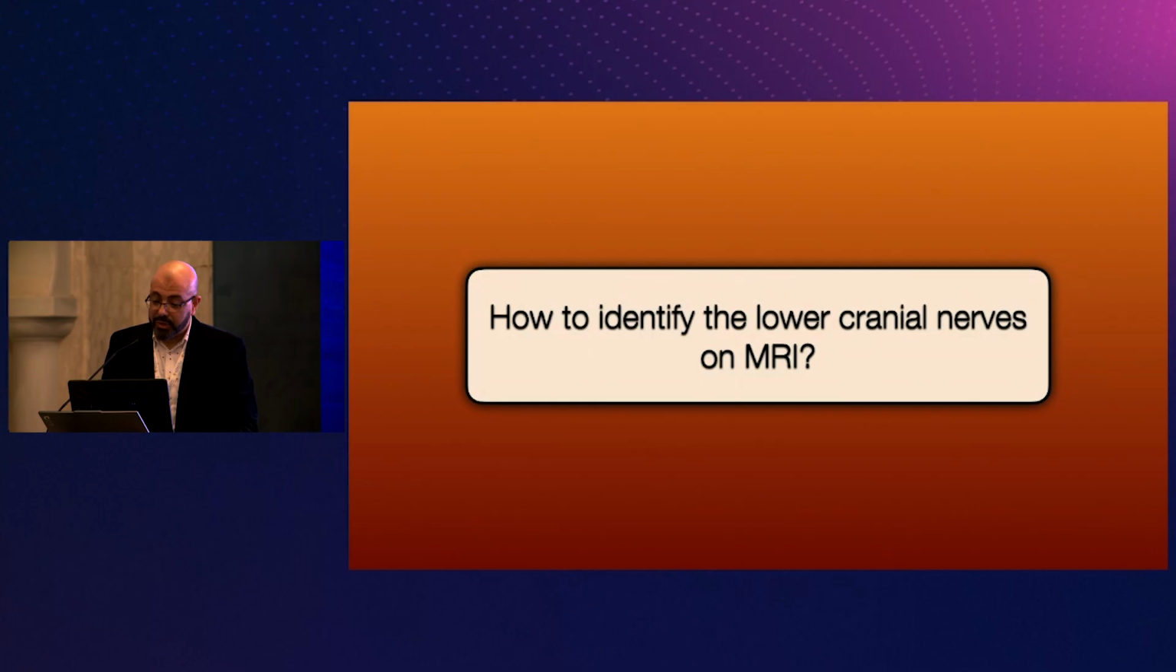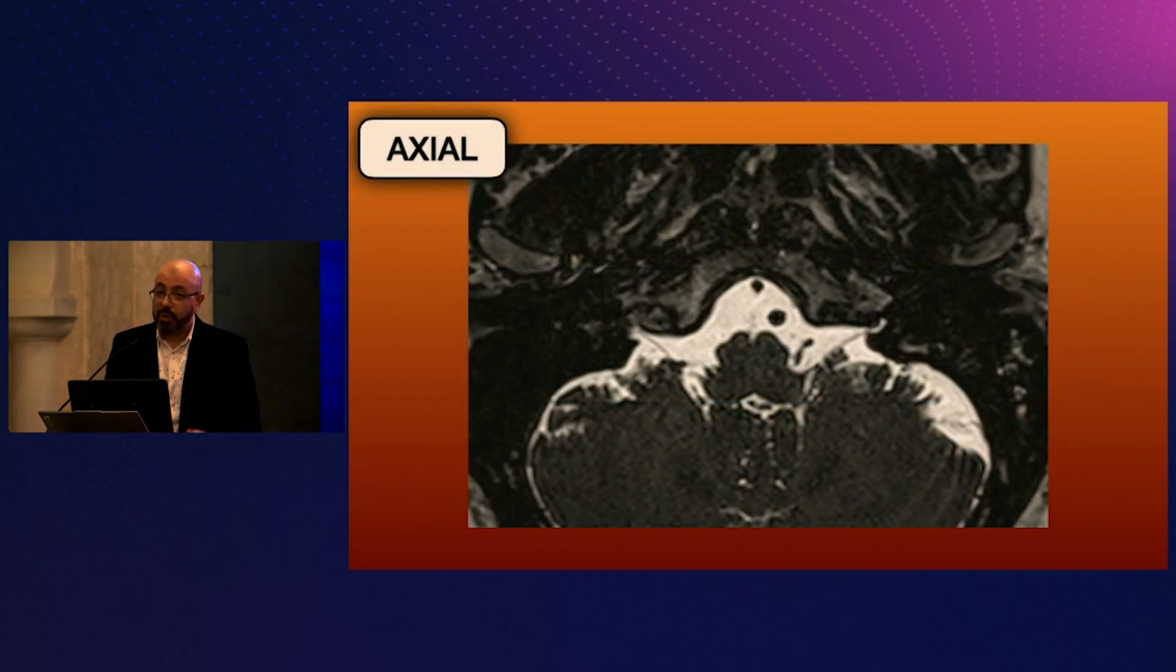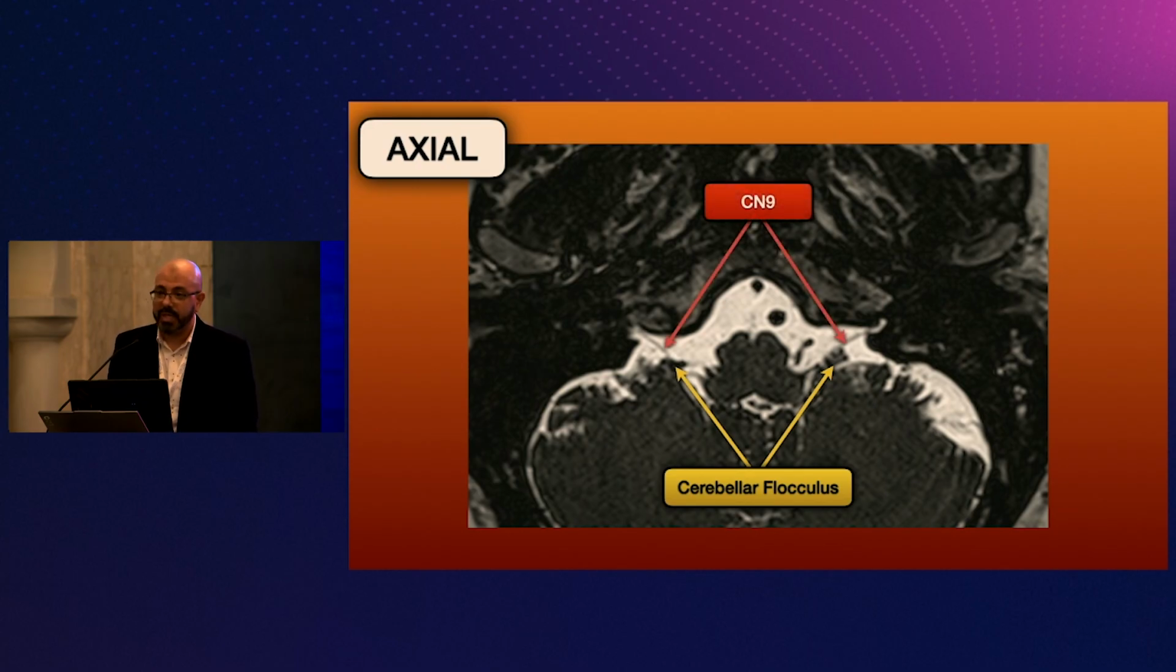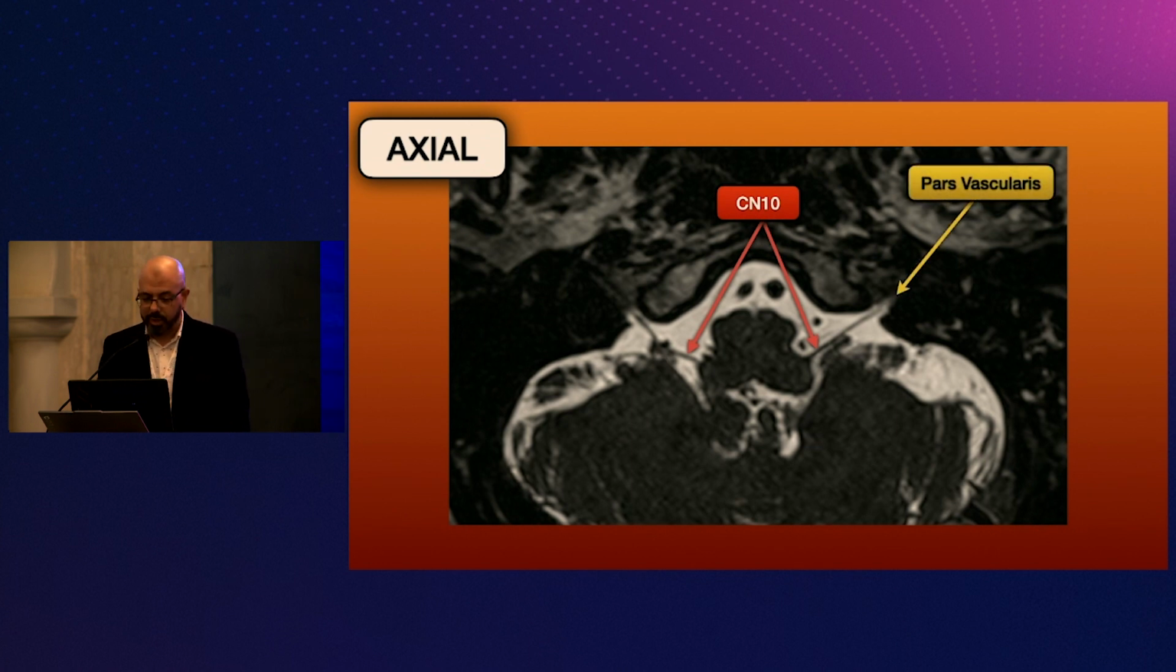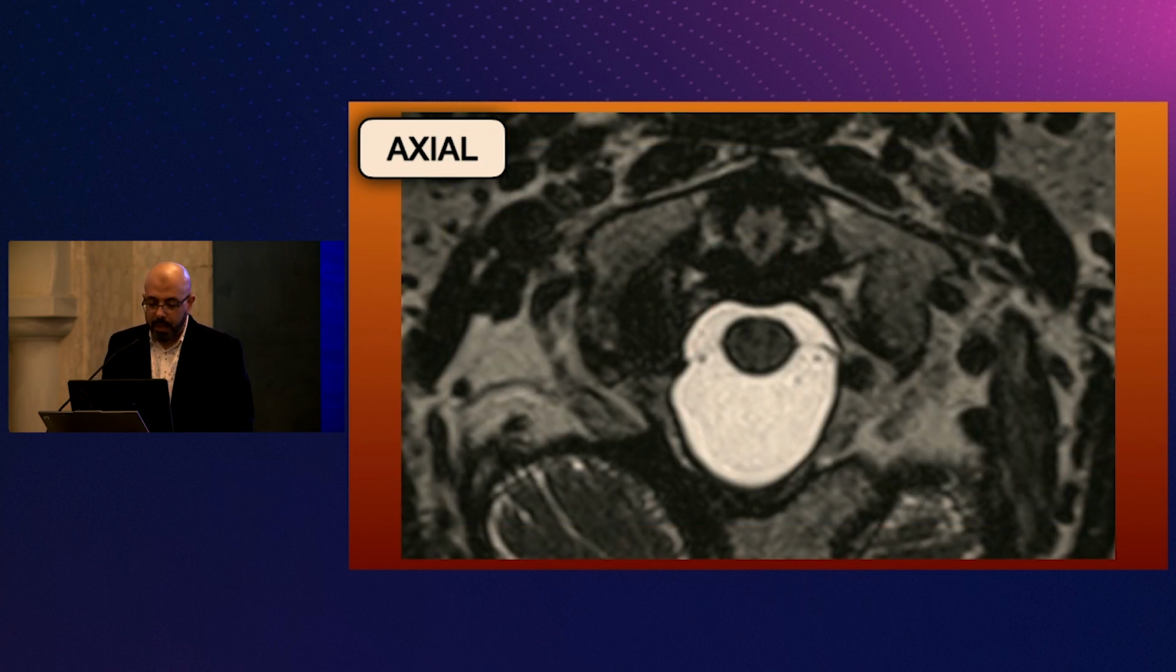How can we identify these nerves on your scans? Now we know the clues. This is the cerebellar flocculus, so this nerve must be number 9. It's embedded within the substance of the flocculus, and after that it exits through the pars nervosa. Can you see how much thicker cranial nerve 10 is compared to 9? It lies below the flocculus. This is just the lower end of the flocculus here. And it exits through the pars vascularis of your jugular foramen.